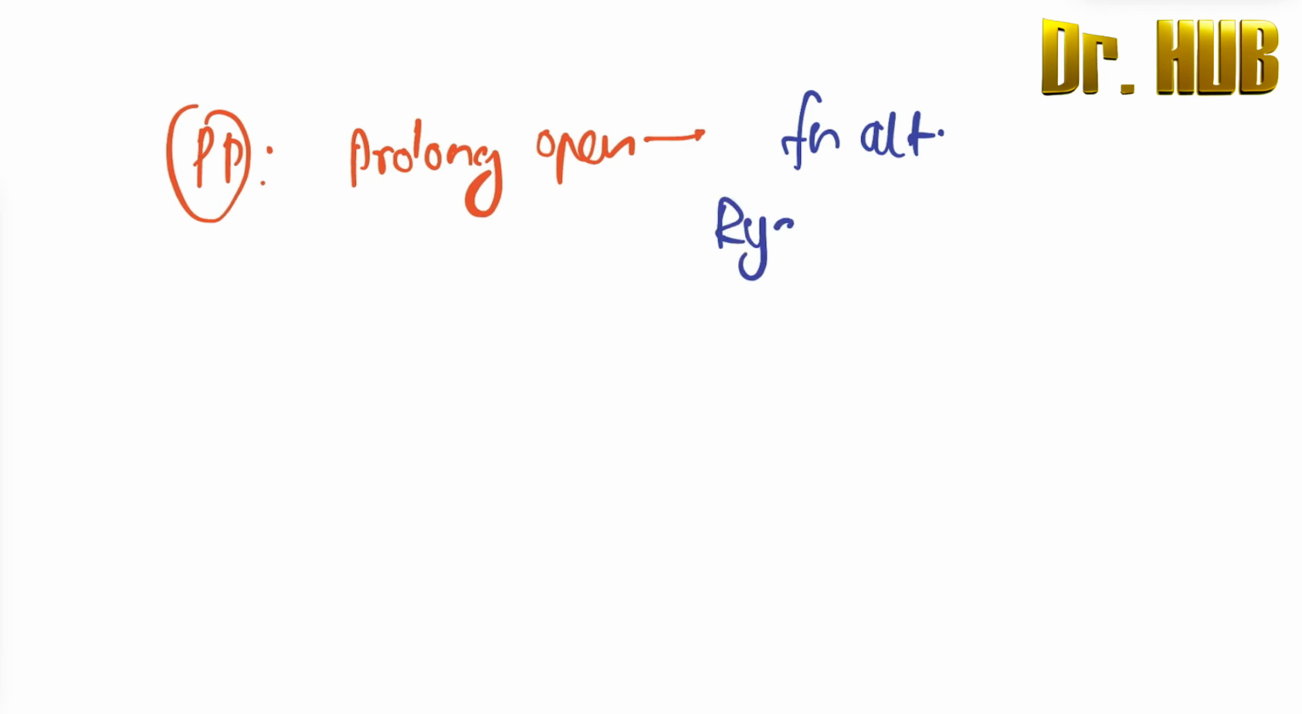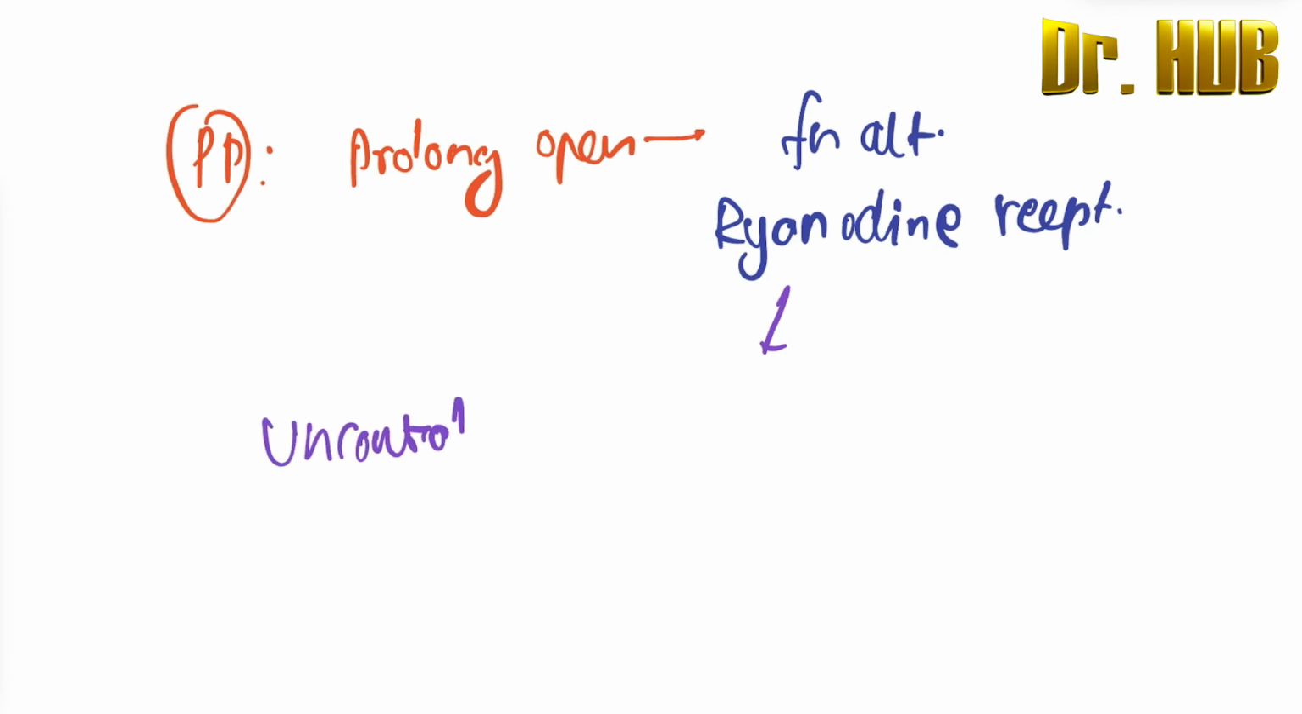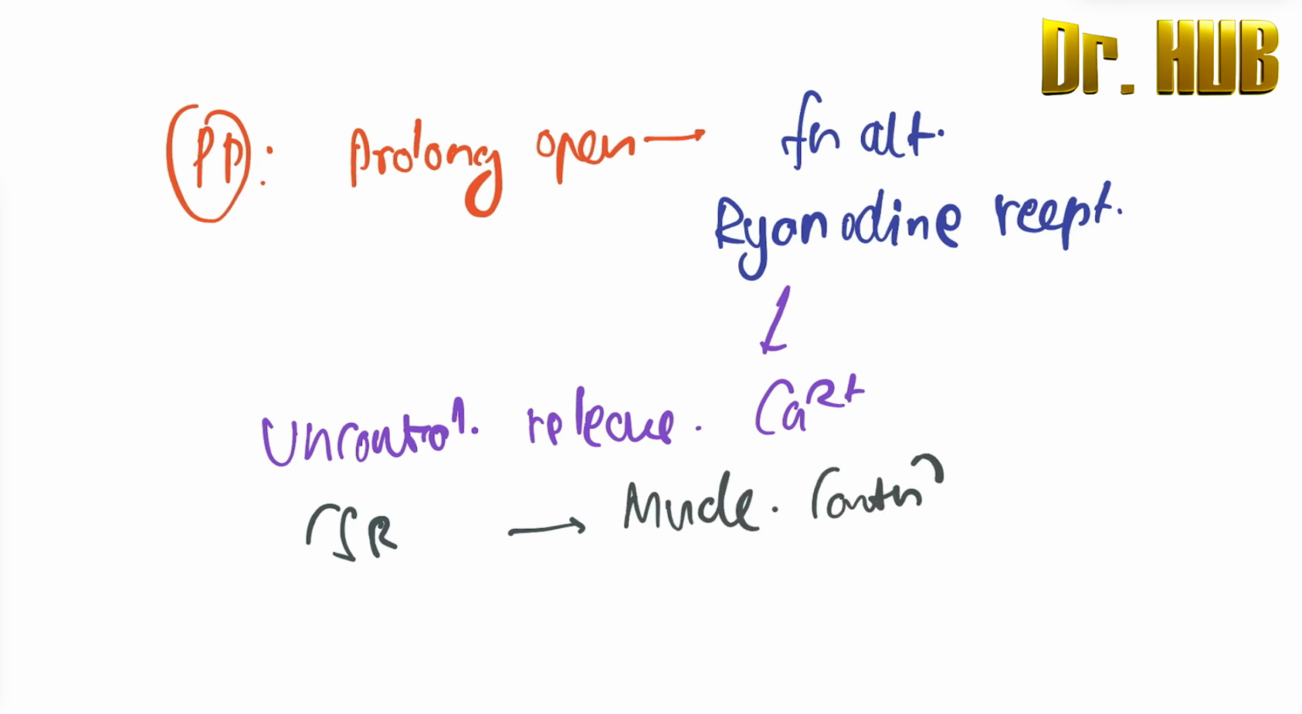ryanodine receptor. So the functionally altered ryanodine receptor leads to uncontrolled release of calcium from the SR, the sarcoplasmic reticulum, resulting in a sustained muscle contraction.